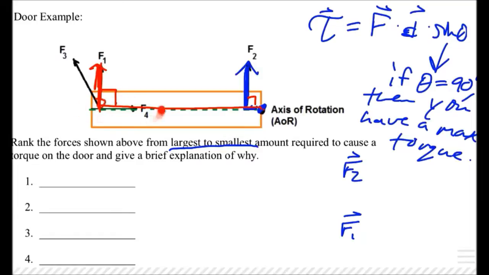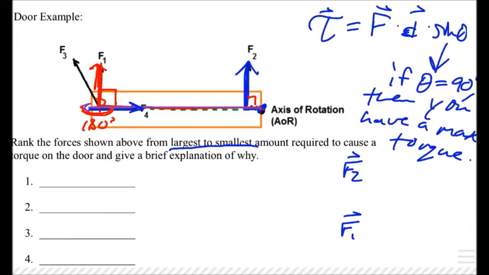Let's look at force 4 here. In this case, our lever arm is, again, from the axis of rotation all the way out to where the force is being applied. So that's the entire length of the door, so that's a really long lever arm. Now, our force vector is pointing in this direction. And so what's the angle between those two? If our lever arm vector points this way and the force vector points the other way, then the angle between those opposing arrows is going to be 180 degrees.